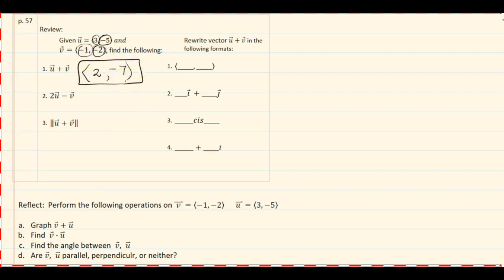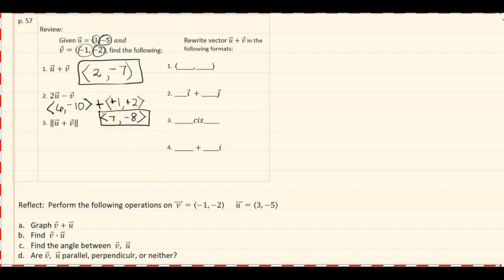Our second answer is going to be to get 2 times u. Remember, when we do that, 2 times u is going to give me 6 and -10. Then we're going to subtract the v vector, which is -1, -2. Again, I like to distribute my negatives, so this will become a positive, and these will become positives as well. So now I'm just adding these two, so I'm going to get 7, -8 as my answer.